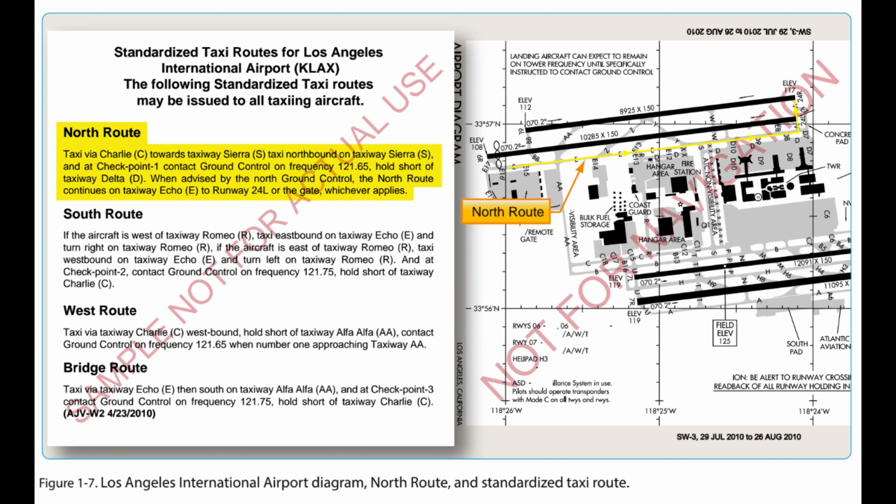The ATC Specialist, ATCS, can reduce radio communication time and eliminate taxi instruction misinterpretation by simply clearing the pilot to taxi via a specific, named route. An example of this would be Los Angeles International Airport, KLAX, where North Route is used to transition to runway 24L. Figure 1.7. These routes are issued by ground control, and if unable to comply, pilots must advise ground control on initial contact.